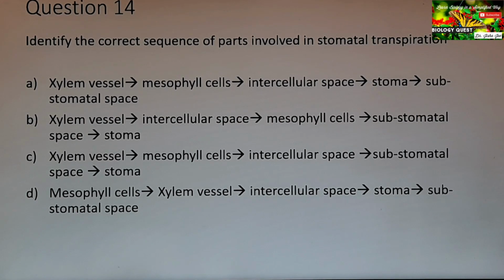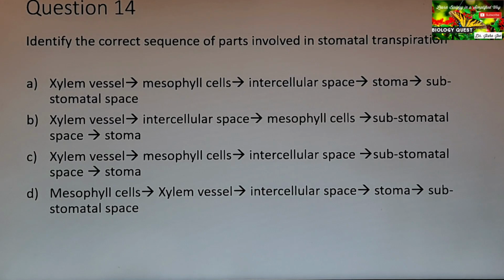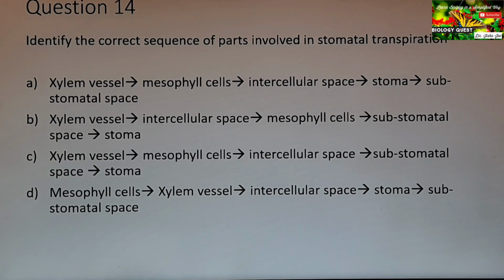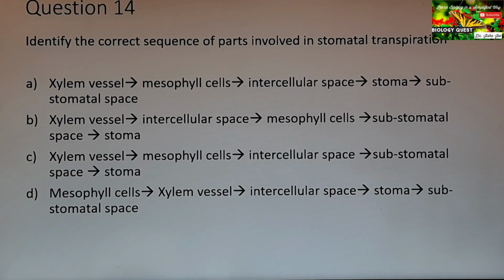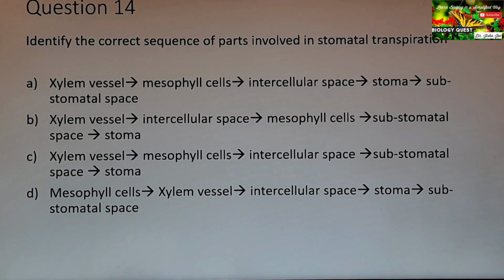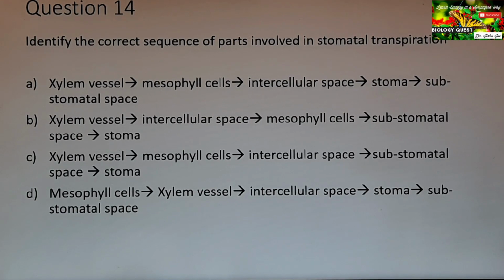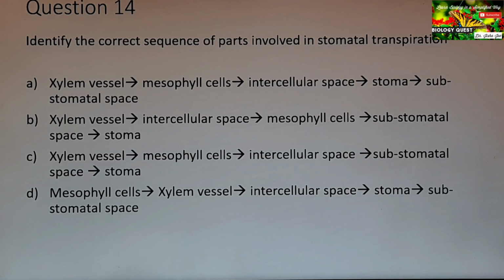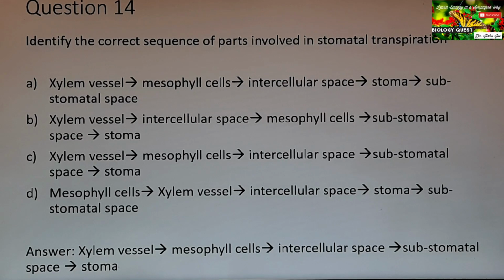Then from the intercellular space to the substomatal space. The substomatal space, or substomatal cavity, is the space seen just close to the stomata. From the substomatal cavity, water evaporates as water vapor through the open stoma. The opening of the stomata is called the stoma. So which is the correct answer? Option C is the correct answer, isn't it? Water moves from the xylem vessel into the mesophyll cells, then to the intercellular space, then to the substomatal space, and through the stoma it moves out as water vapor. Xylem vessels, mesophyll cells, intercellular space, substomatal space, and stoma.